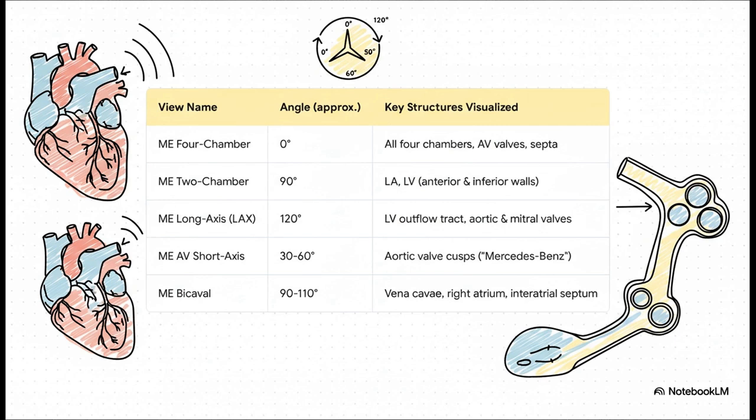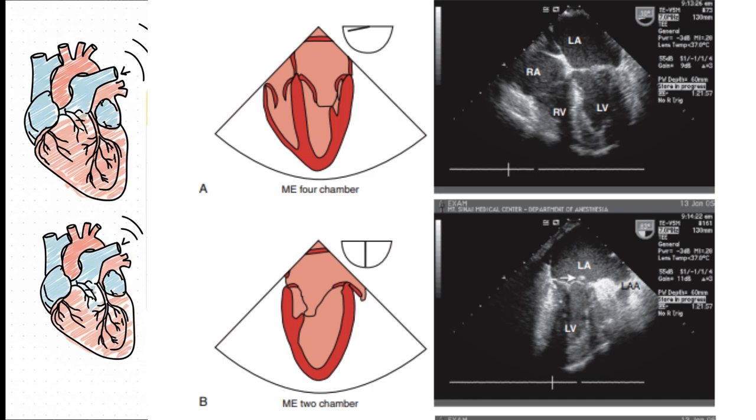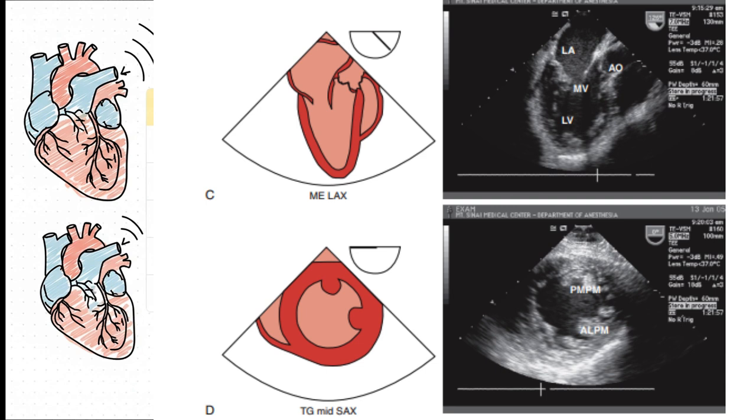Starting with the multiplane angle at 0 degrees, we get our 4-chamber view. This gives us a great look at all 4 chambers and both AV valves. Rotating forward to about 90 degrees gives us the 2-chamber view. This is your go-to view for the LAD coronary territory, because you see the anterior and inferior walls of the LV so clearly. Advancing the angle further to around 120 degrees gives us the long axis view, which is critical for evaluating the LV outflow tract and the aortic valve.